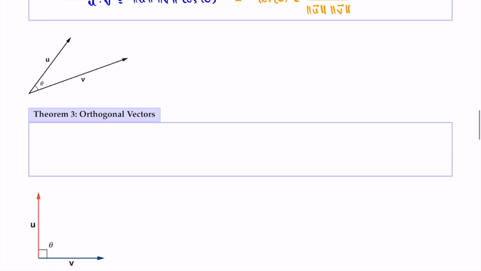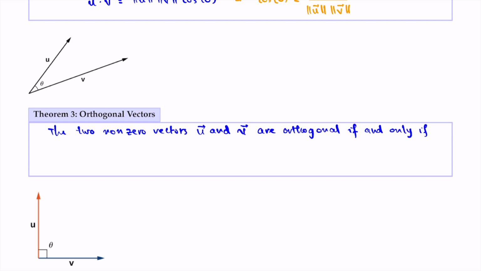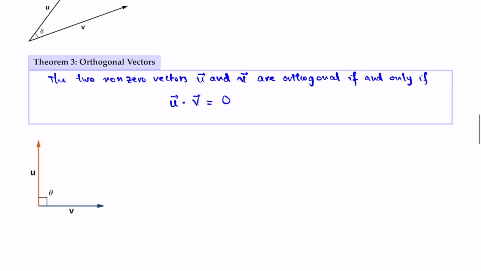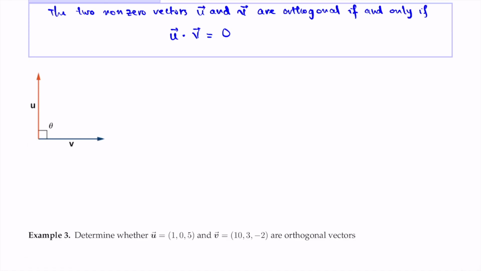So the two non-zero vectors u and v are orthogonal if and only if the dot product between the two vectors is equal to 0. So this is a scalar 0. If u dot v equal to 0, then the two vectors are orthogonal or perpendicular to one another, or they form a 90-degree angle. So I'm going to give you the proof of this particular theorem.